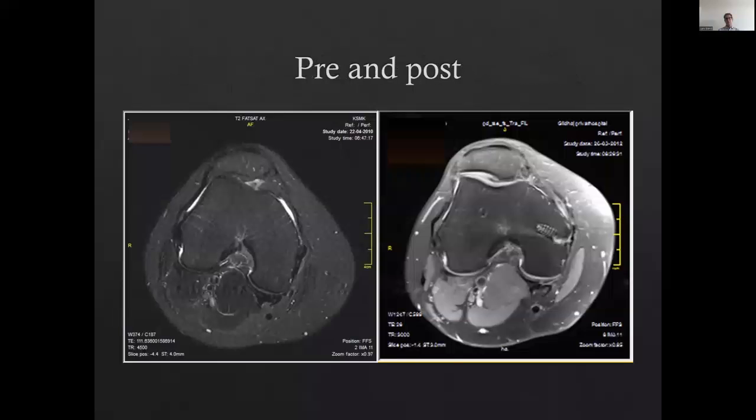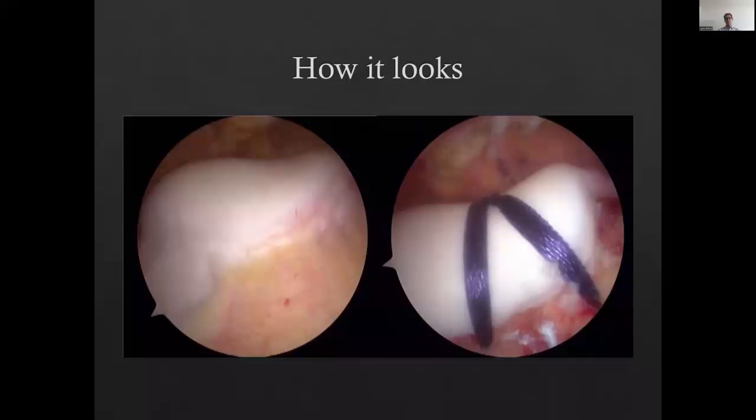And this is just another example of a pre- and postoperative MRI. And this is how it looks. Basically, it doesn't. It looks nearly the same, but it is in this part of the knee where the big difference is that you don't see it in this image. You can see the bump is gone, but if you do an MRI, you will see that there is a groove here.